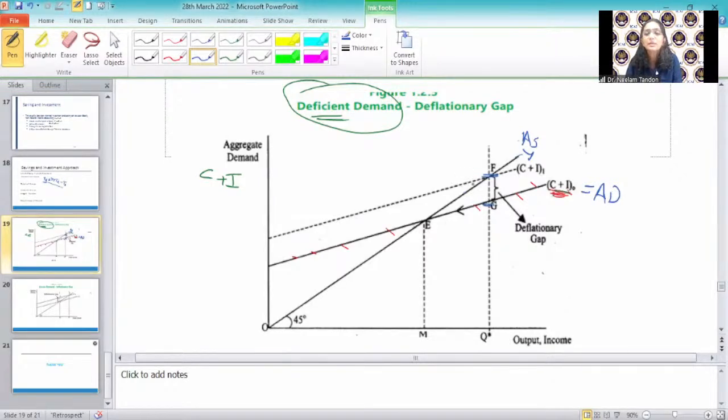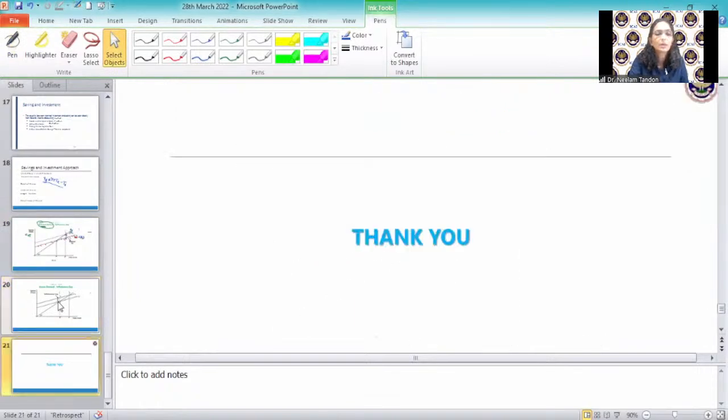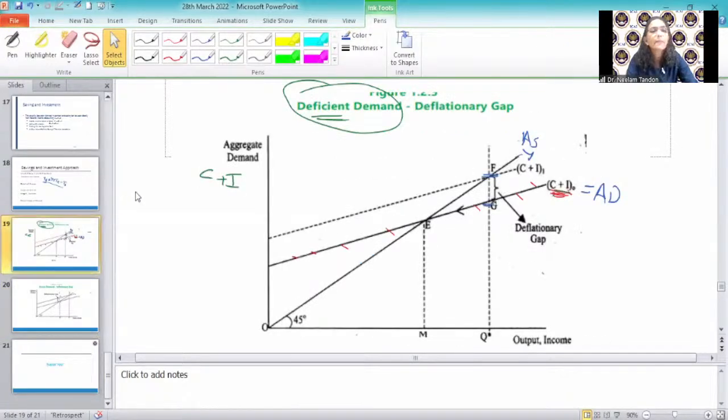Deficit demand will lead to what? It will lead to surplus inventories here because the demand is less. Corporate, let's take a simple example here. One of you was saying that you're finding it difficult if I write it here itself, so I'll write here in the blank space. Okay. So this is the concept.